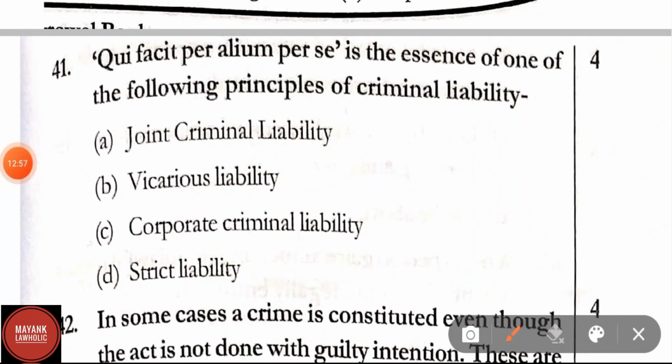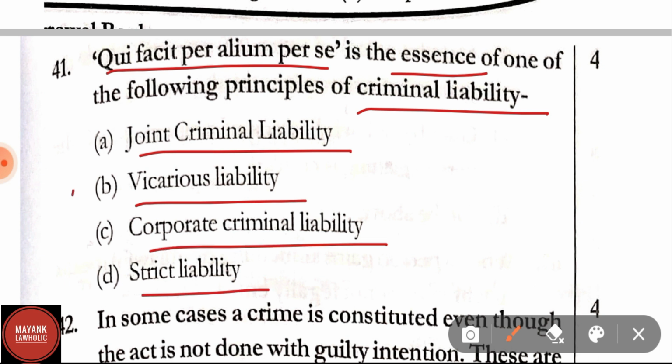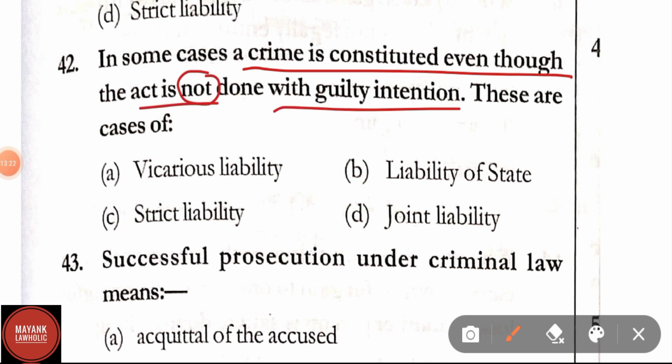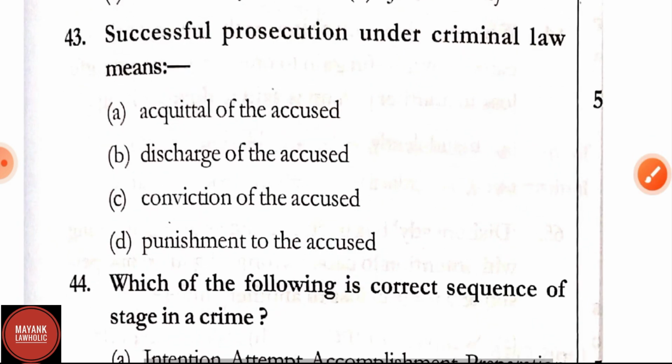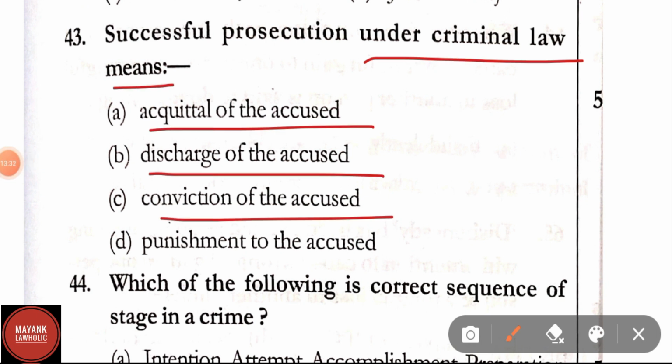Question number 41. Qui facit per alium facit per se is the essence of one of the following principles of criminal liability. Options are joint criminal liability, vicarious liability, corporate criminal liability, strict liability. Here the correct answer is option B, that is vicarious liability. Question number 42. In some cases, a crime is constituted even though the act is not done with the guilty intention. These are the cases of, correct answer is strict liability. These are the cases of strict liability. Question number 43. Successful prosecution under criminal law means acquittal of the accused, discharge of the accused, conviction of the accused, punishment of the accused. Here the correct answer is option C, that is conviction of the accused.